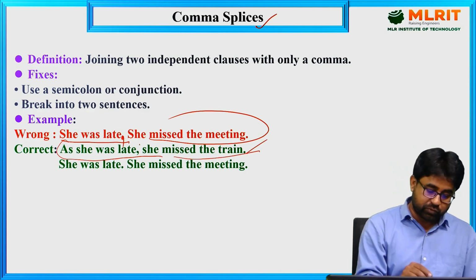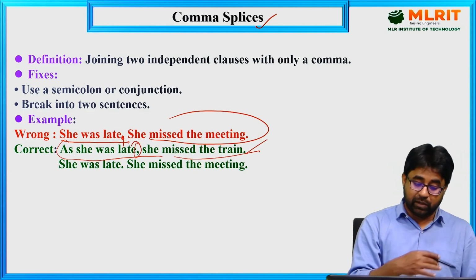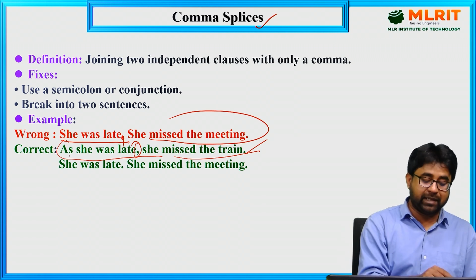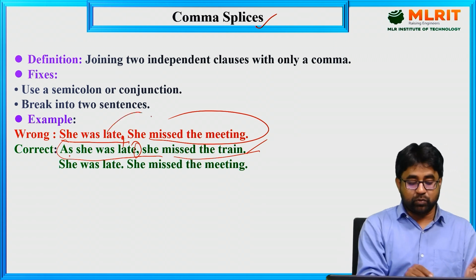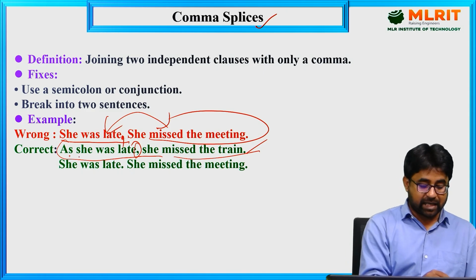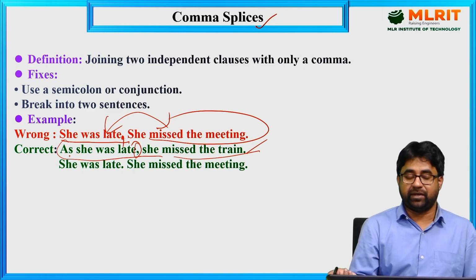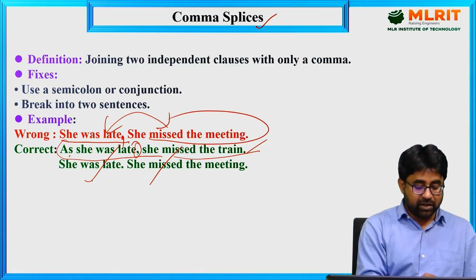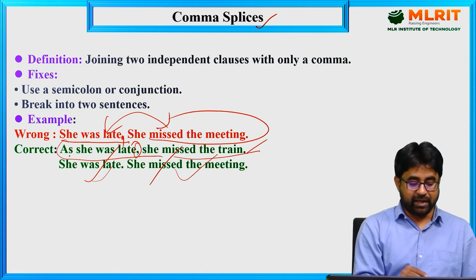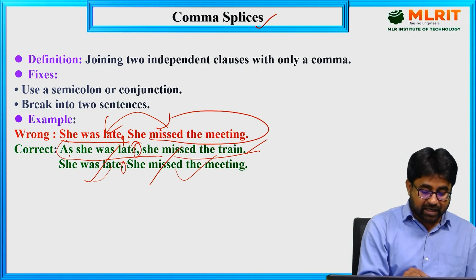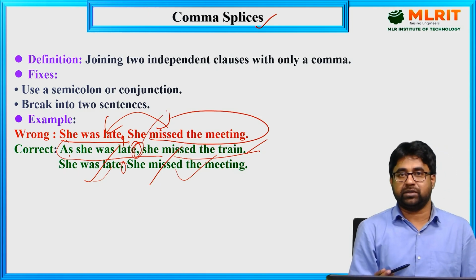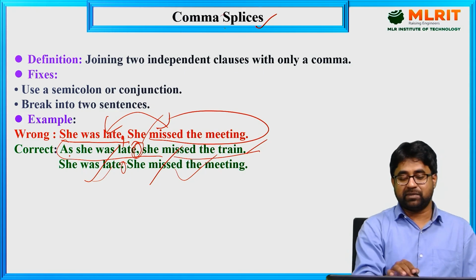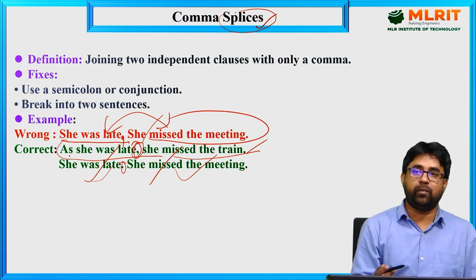If at all you are so fascinated with the comma, you cannot leave without a comma. Fine, that's okay. You can use the comma, but in that case you have to use these two different clauses with a conjunction. As she was late, comma, she missed the train. There is another way. You can simply divide them into two different sentences. She was late. Full stop. She missed the meeting. So you can see a comma can create a lot of chaos always. So please be careful with them. Fine? Comma splices. So this is one very common area of mistake.